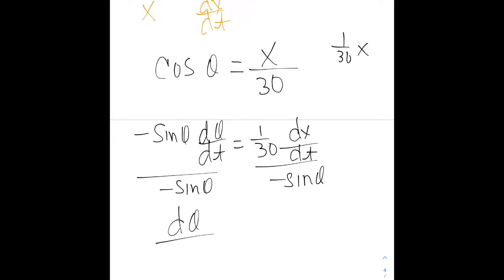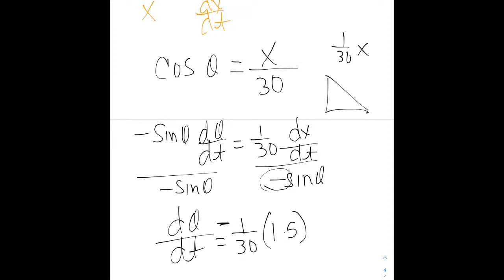So d theta dt is equal to 1 over 30 dx dt, which is still 1.5 feet per second. This is going to be a negative value, which makes sense. As the ladder is moving outward, your theta is going to get smaller and smaller and smaller. But instead of writing it as negative sine theta, we're going to write it as cosecant of theta.